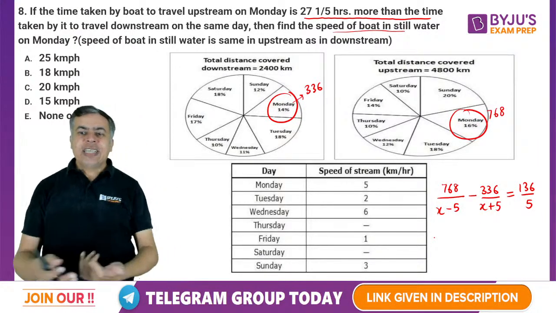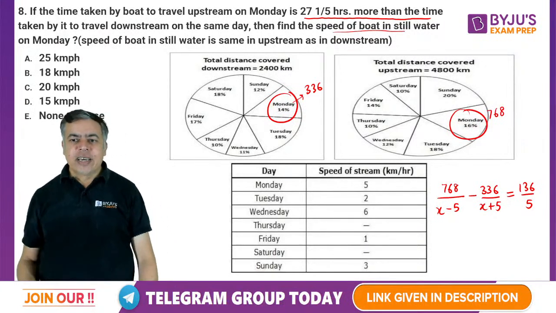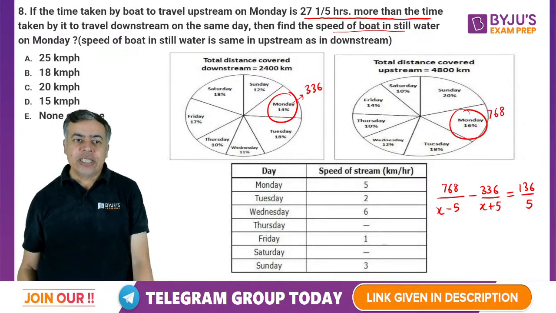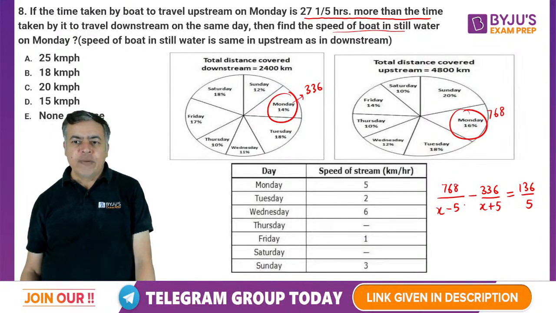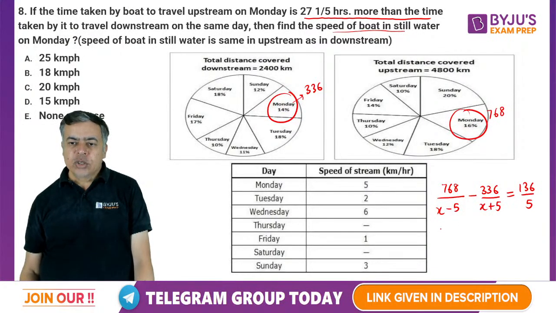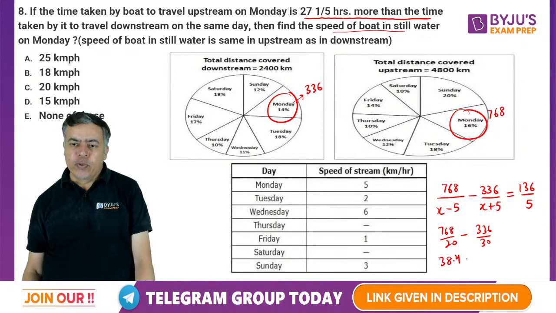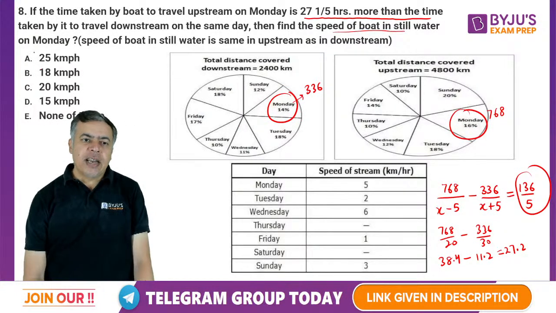Okay, can I check the answer here? Can I put x here? Because solving it will become a quadratic equation. If I check x, let's say the first option, 25. So 25 minus 5, 20. So it will become 768 by 20 minus 336 by 25 plus 5, 30. Just check it. This will become 38.4. So 38.4 minus, and this is 11.2. It will become 38.4 minus 11.2, so 27.2, and this is also 27.2. Yes, option A is correct, right?